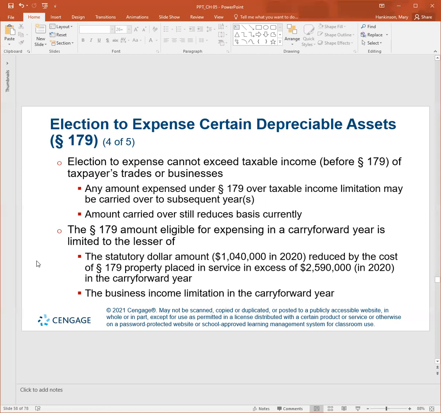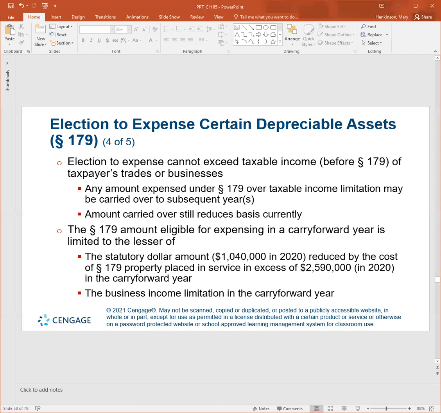Business income limitation. Finally, the Section 179 deduction in any year is further limited to the taxpayer's business income. For this purpose, business income is calculated by deducting all business expenses except for the Section 179 deduction. As a result, a taxpayer's Section 179 deduction cannot create a net operating loss. For purposes of the limitation, an individual's business income includes income not only from a sole proprietorship, but also from wages and any allocated business income from a partnership or an S corporation.